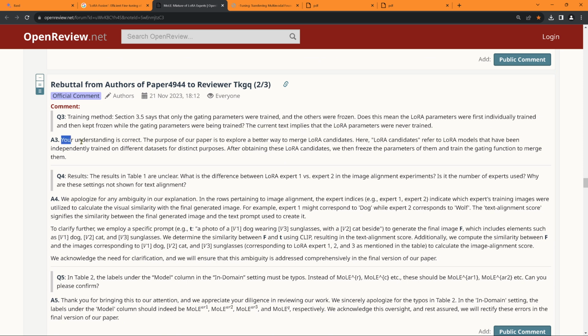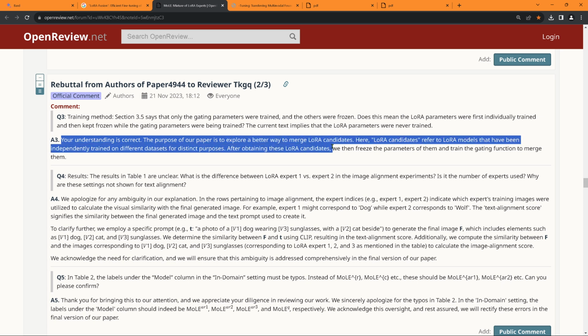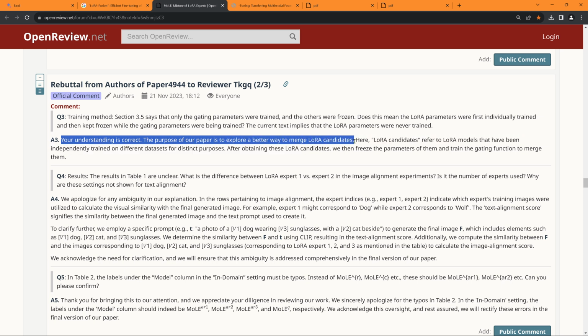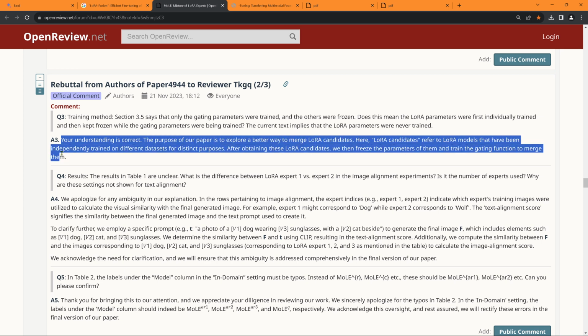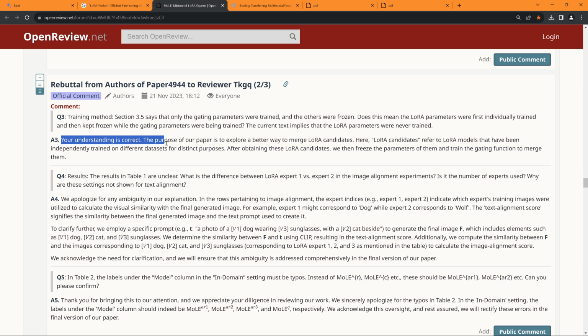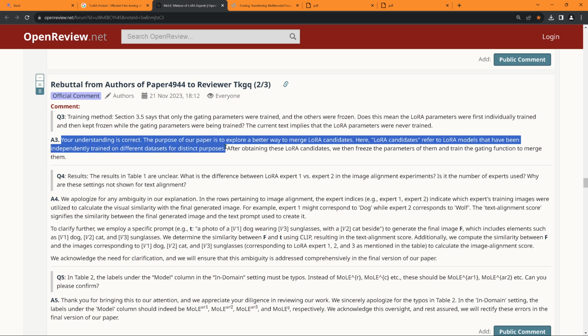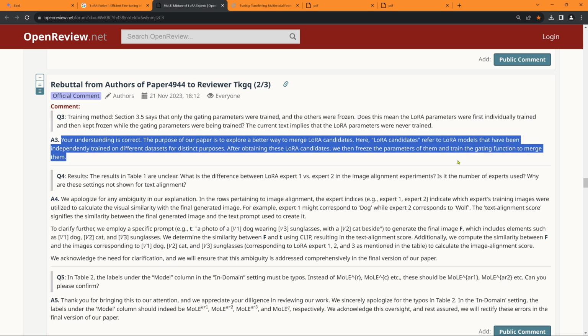And then the answer is, from the authors, your understanding is correct. The purpose of our paper is to explore a better way to merge the LoRA candidates. The LoRA candidates refer to the LoRA models that have been independently trained on different data sets for distinct purposes. So after obtaining those LoRA candidates, we then freeze their parameters and train the gating function to merge them. So there's a lot of deeper insight.